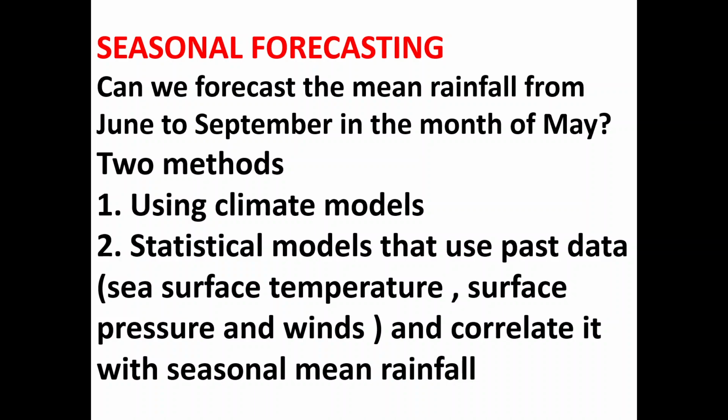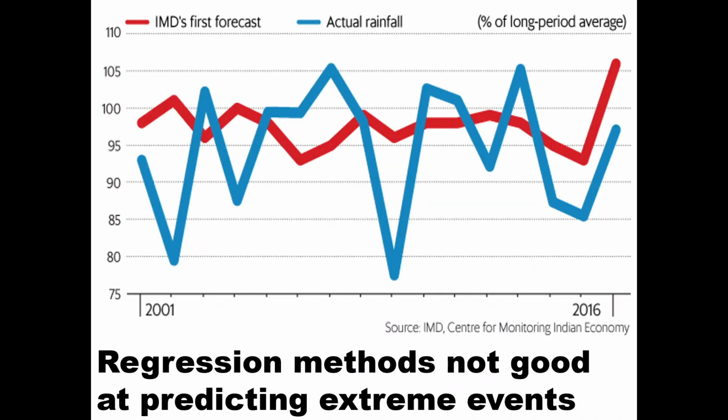Now, in the past, before the advent of supercomputers, the India Met Department used statistical models, and they were not that accurate. And here is an example for the period 2000 to 2017, comparing the actual rainfall departure from normal with the India Met Department forecast. And you can see that the statistical model, which is in red, is not really able to capture the extreme events like the droughts of 2002 and 2008 and so on.